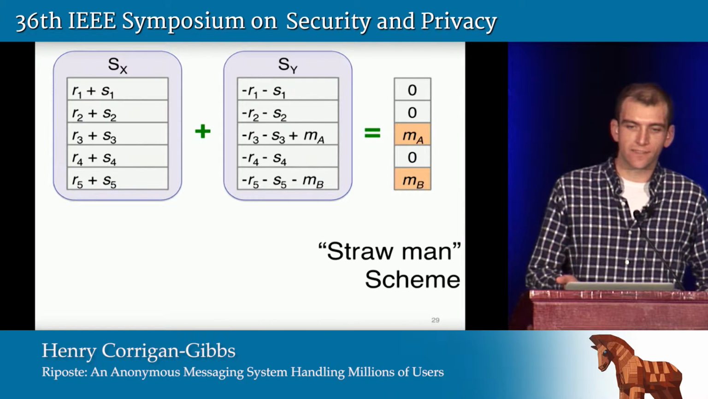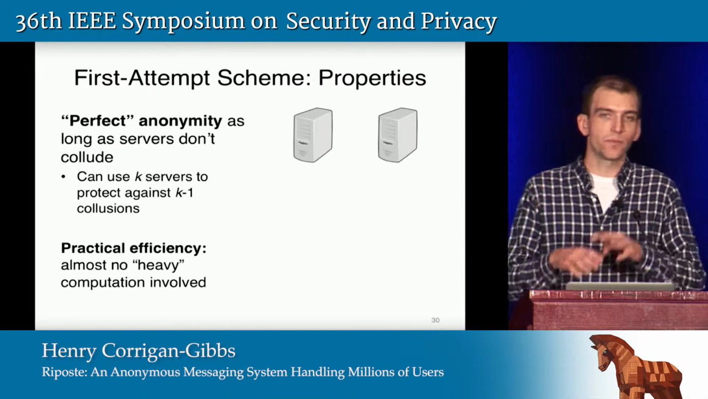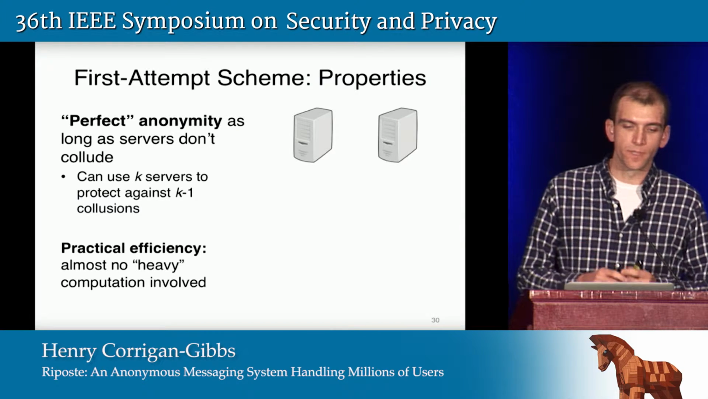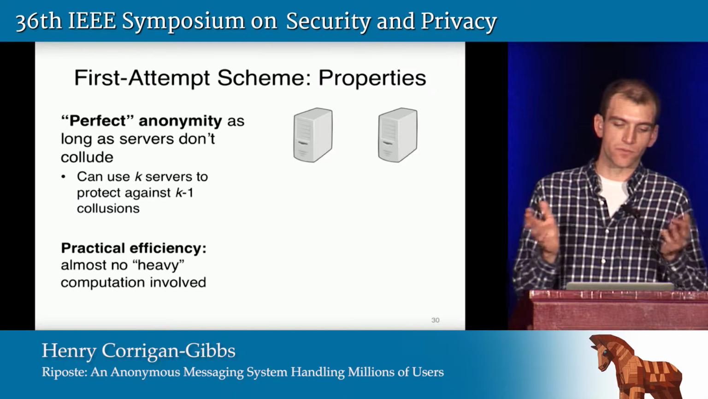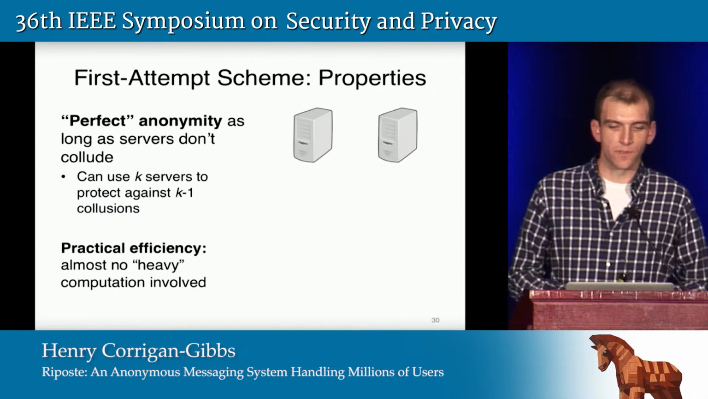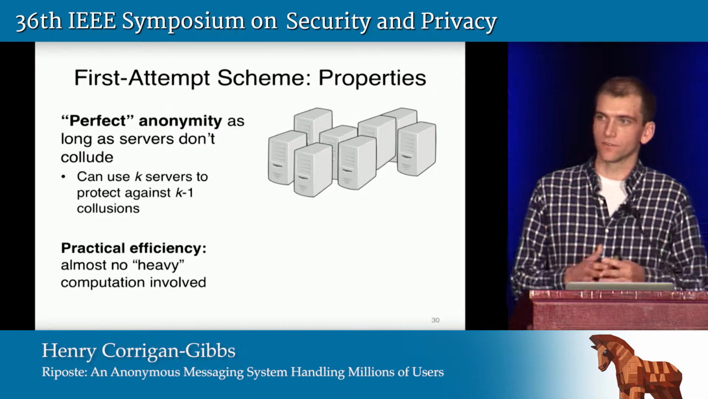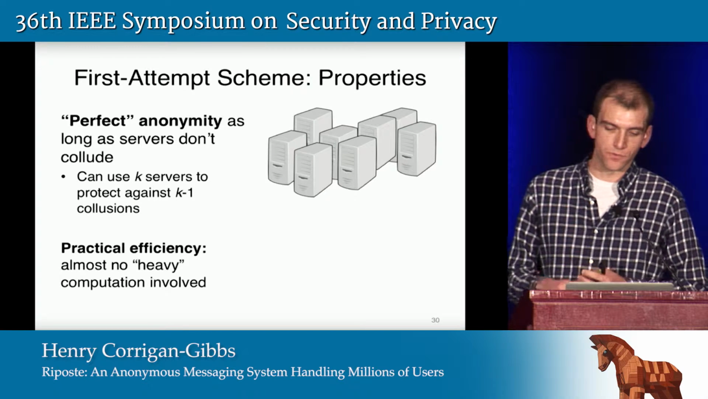So why is this not sufficient? Well, let me explain first what this does achieve, which is that you get information theoretic anonymity as long as the two servers don't collude. So as long as the two servers don't share their secret information with each other, you get very strong anonymity properties. And you can actually weaken this assumption by adding more servers. So if you use k servers, you can get protection against k-1 servers that collude.